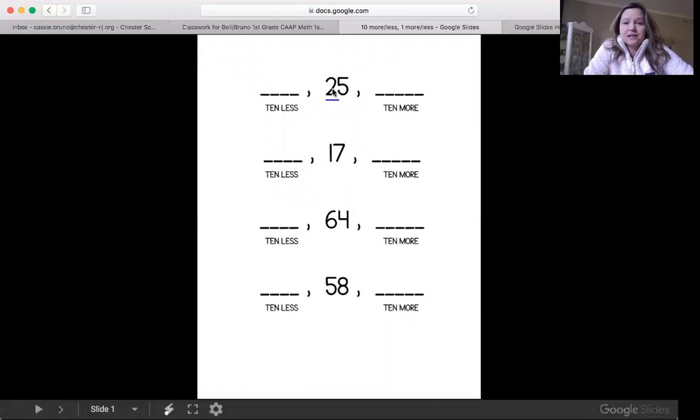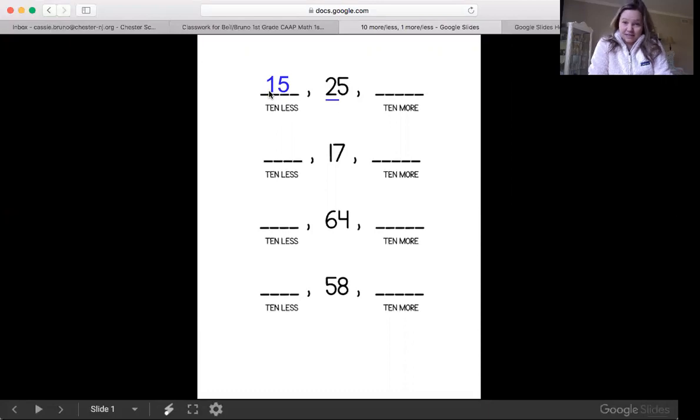Our first number here, we're looking at this middle number, which is 25. And I notice it's asking me 10 less and 10 more. So we're going to look in the tens place. Here, in the tens place is a 2. Here's the ones place, here's the tens. So if I'm thinking what's 10 less, this 2 is the only number that's going to change, and it's going to go down by 1. What comes before 2? 1. So 15 is 10 less.